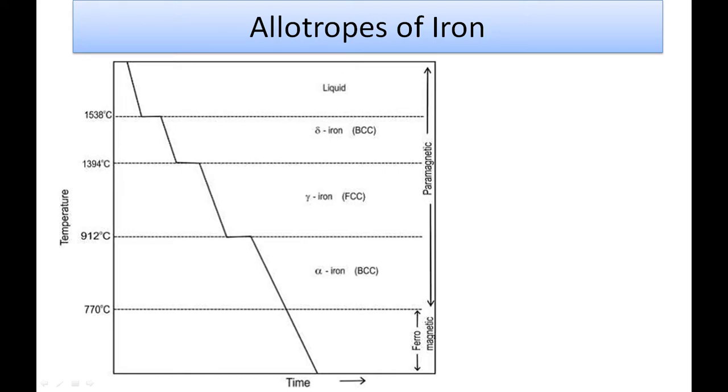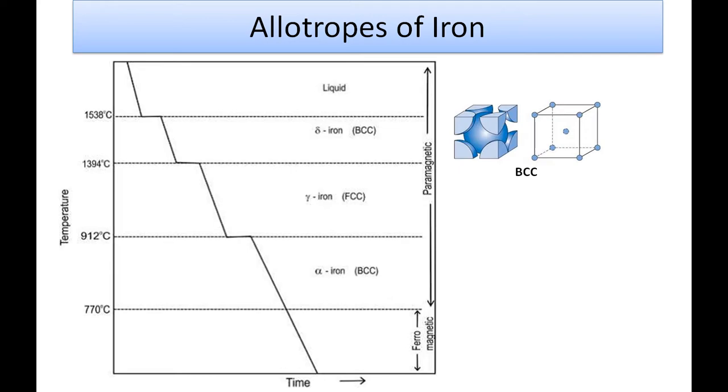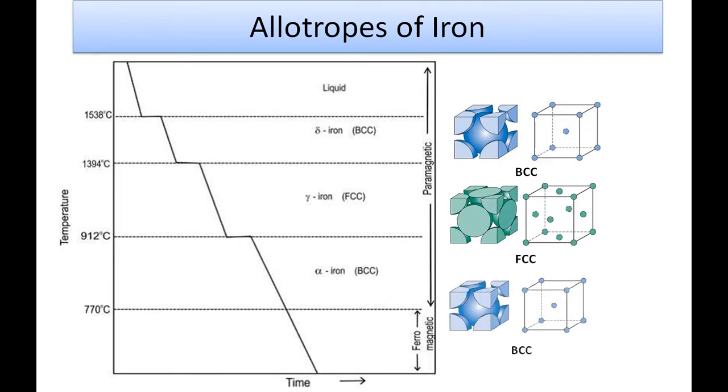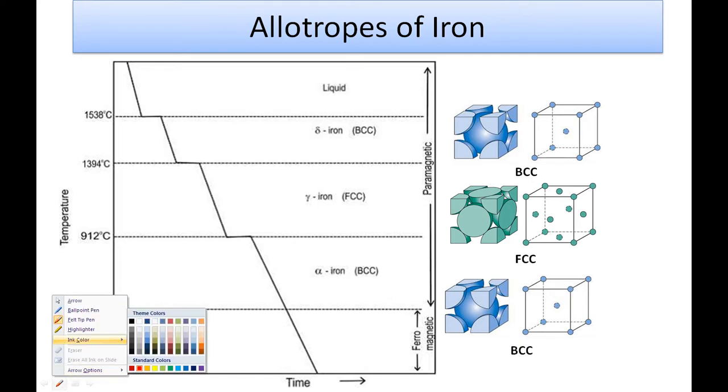It has mainly three allotropes in the solid condition, that is alpha iron, gamma iron and delta iron, which are BCC, FCC and BCC respectively at different temperatures, as you can see. And also remember that up to 770 degrees centigrade it is ferromagnetic in nature, and after that it is paramagnetic. And you already know that with different crystal structures, iron behaves differently.